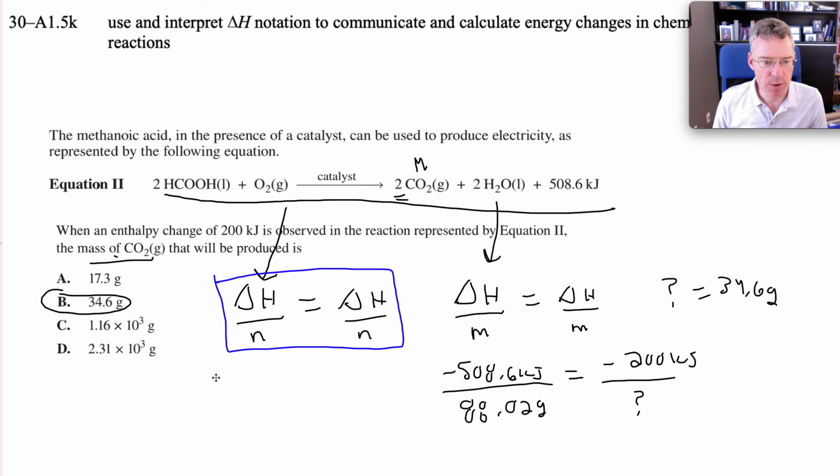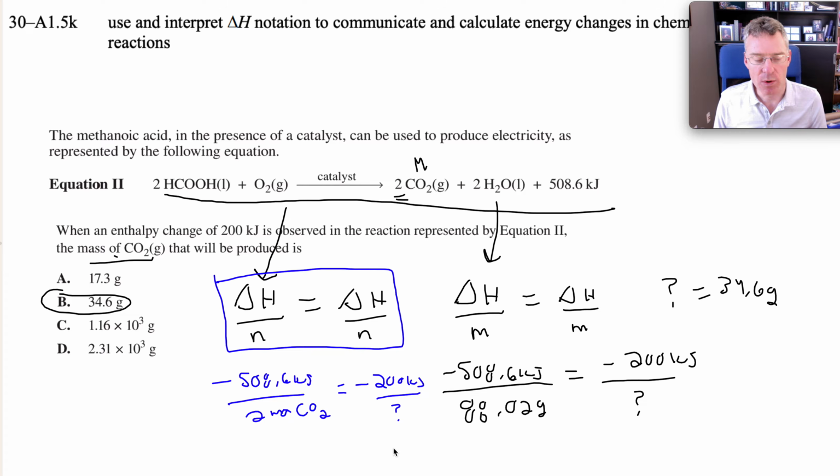And if this question was in moles, it'd be 508.6 kilojoules for 2 moles. It's not a bad idea to stick in the chemical, just to remind you, equals, okay, 200 kilojoules is released for question mark moles. And this method would work too for this question: solve for the moles, and then you just have to turn it into mass. Either way, expect some sort of question like this.